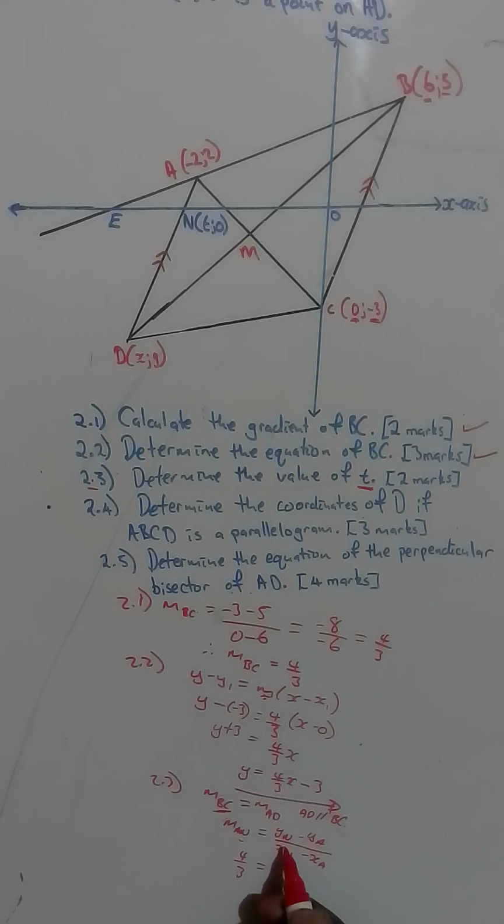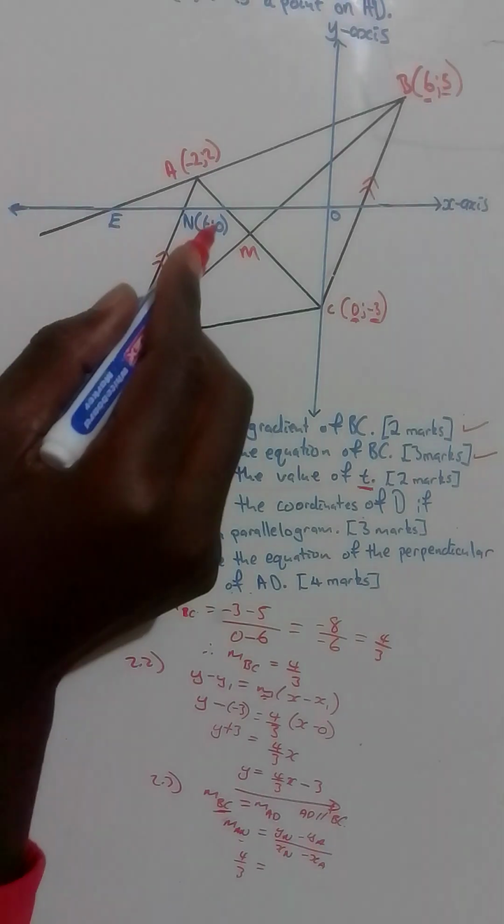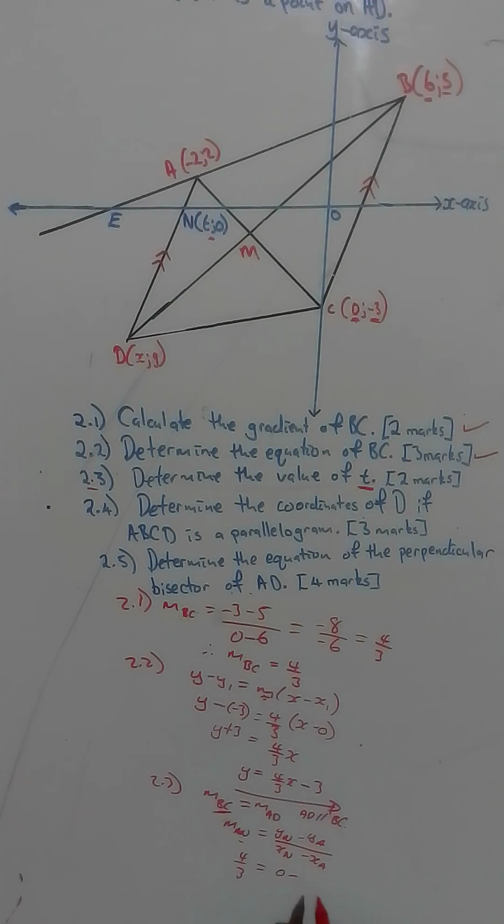The Y coordinate at point N is 0. So we say 0 minus our Y at point A, which is 2. So 0 minus 2, all over our X at point N, which is T. So we write T minus our X at point A, which is negative 2, so inside the brackets, negative 2. Now I've got 0 minus 2, which gives me negative 2, all over. Negative times negative gives me a positive, so I've got T plus 2.